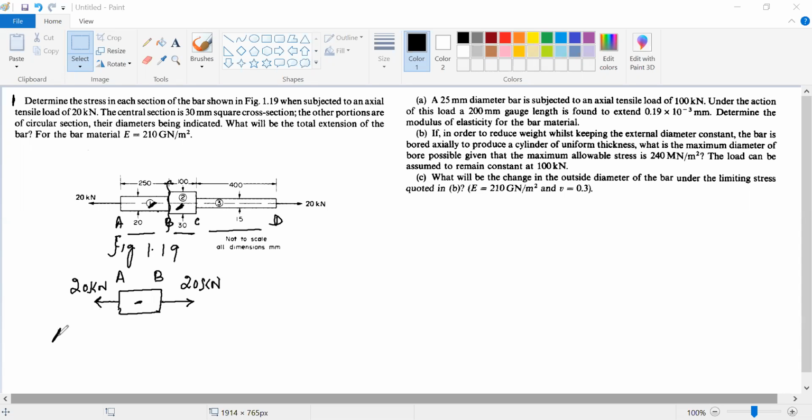So for the section AB, we'll write the change in length of the section AB. If you look at section AB, it's under tensile load, so the change in length will be positive. It will be load, that is 20 kilonewton, that is 20 into 10 raised power 3 Newton, divided by the area of cross section. The area of cross section is given to us as 20 mm square. The other portions are circular, their diameters are indicated.